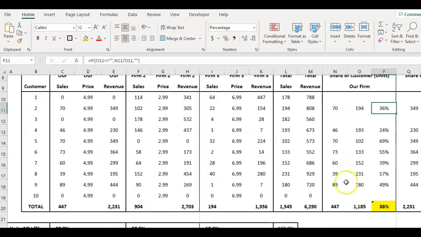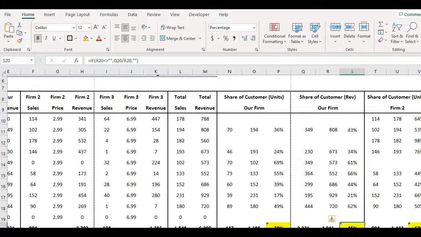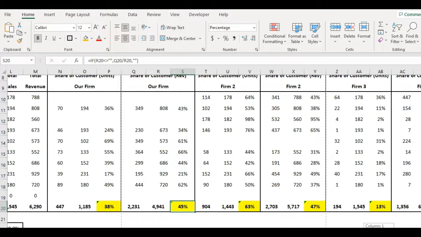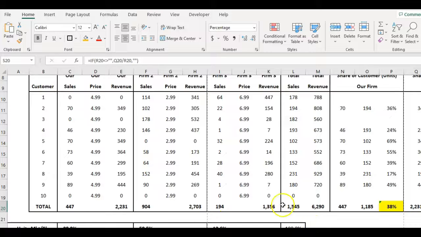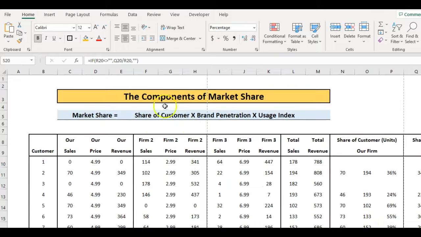I then do that for every individual customer, and I get out that we have 38% share of unit sales, and we have 45% of revenue sales. And I repeat the same thing for firm 2 and for firm 3 going across there. So I now have a share of customer number.